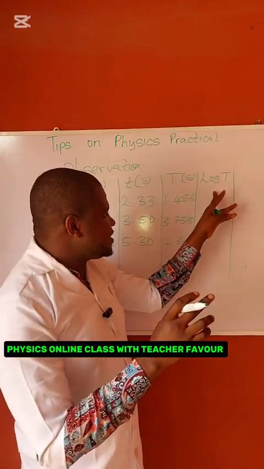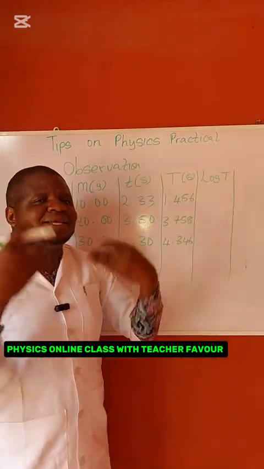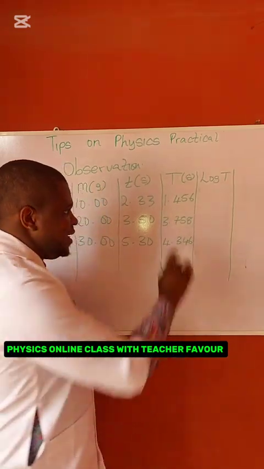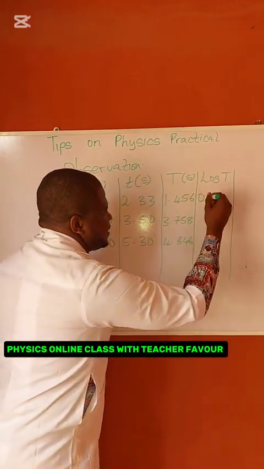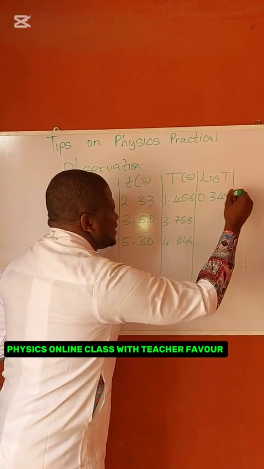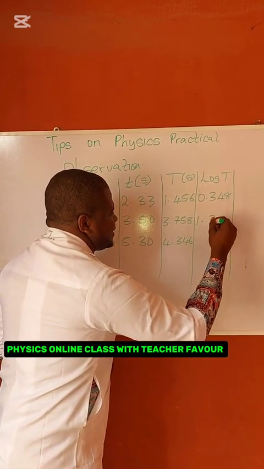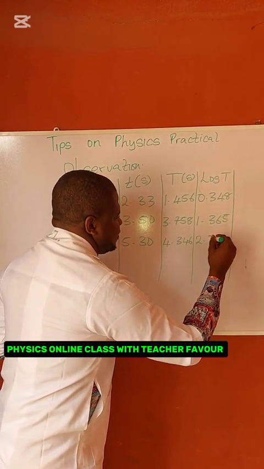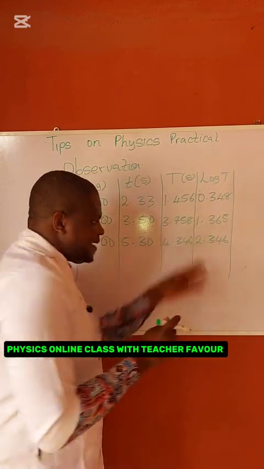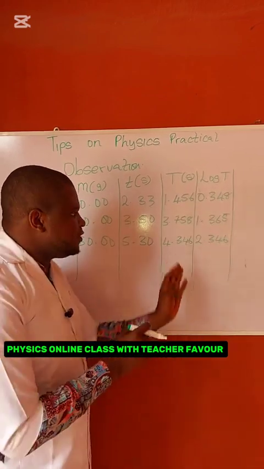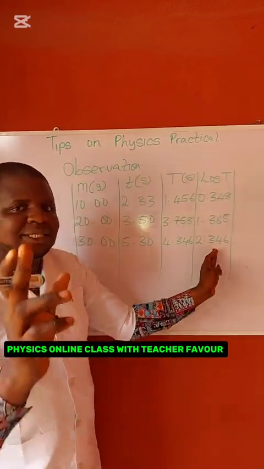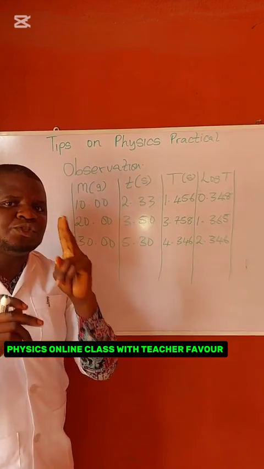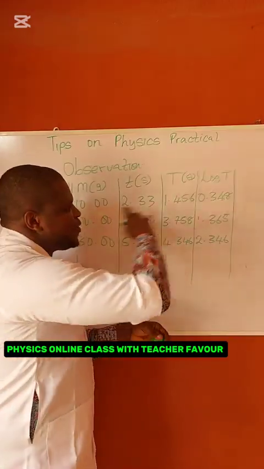For us to get log T, we'll make use of a calculator. Therefore, it is a calculated value. You leave them in what? 3 decimal places. Let's assume that log T is 0.348, 1.365, 2.346. Remember, these are all assumptions, not the real values. So you leave calculated values in 3 decimal places, while the readings gotten from the apparatus, you leave them in 2 decimal places. All your tables must be like this.